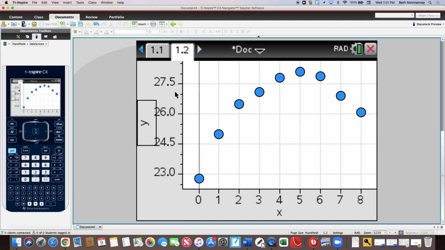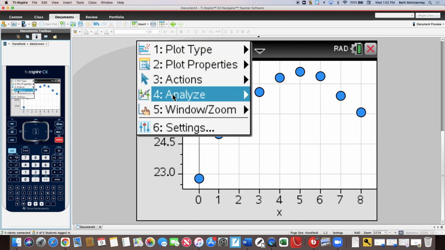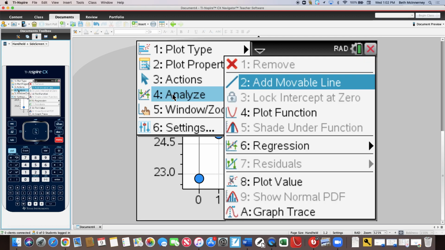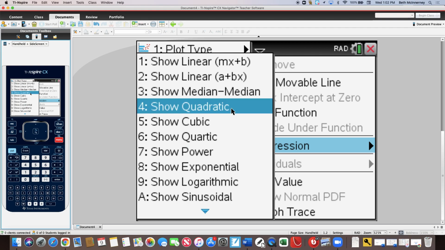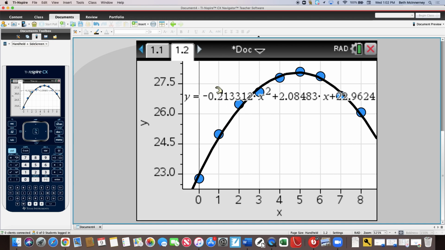Okay. So now, do you see that this does look like a parabola? So quadratic was a good option. Now we're going to click Menu. Number 4 is Analyze. On the TI-Nspire, you press Menu, Analyze, Regression. And you have to know which kind you have. This is quadratic. And there's the equation.